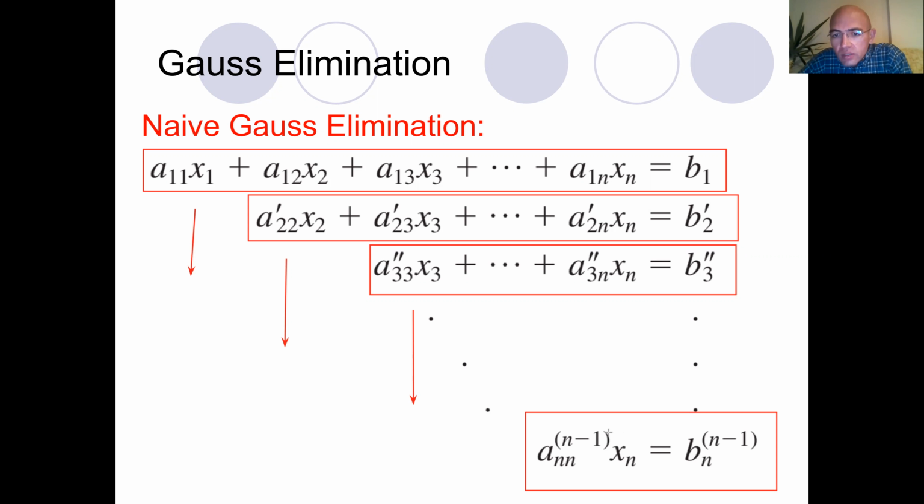And then what I'm going to do is back substitution. Now from this equation, I can calculate xn, and then I put it into the previous equation, and then there I can calculate xn minus 1, and it goes like this. At the end, if I go back to the first equation, I can calculate x1. So this is how the elimination works.